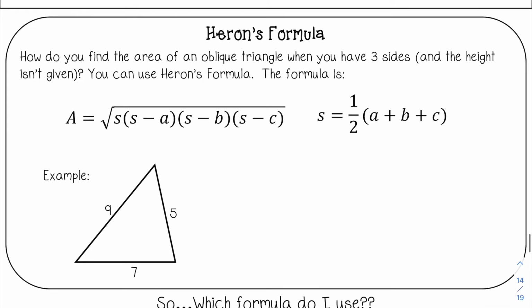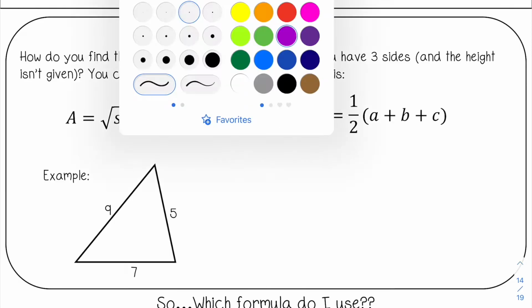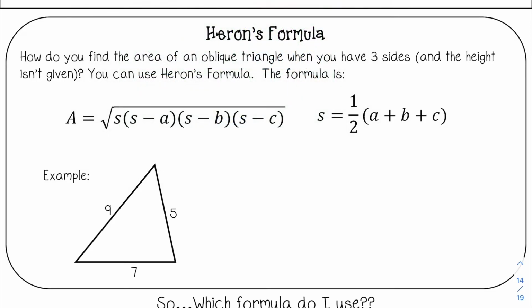All right, so let's continue on. How do you find the area of an oblique triangle when you have 3 sides and the height isn't given? You can use something called Heron's formula, and the formula is area equals, and you have this S variable here. And S comes from adding all 3 sides together and then dividing it by 2. So let's find our S first. So 1/2 9 plus 5 plus 7. It doesn't matter what order you write the sides in. So that would be 10.5.